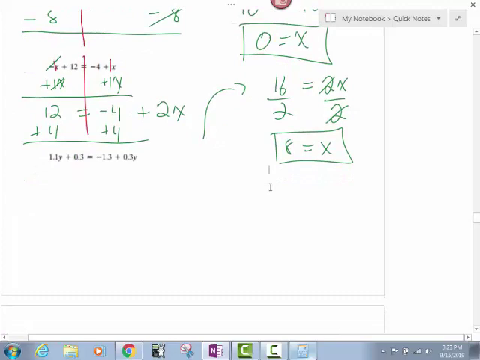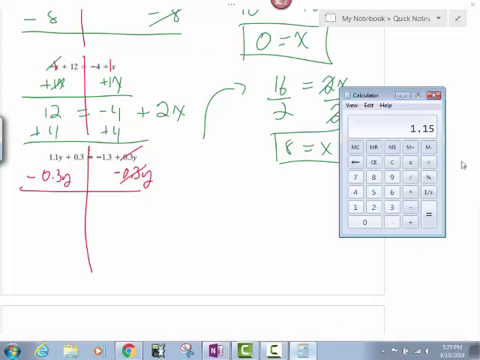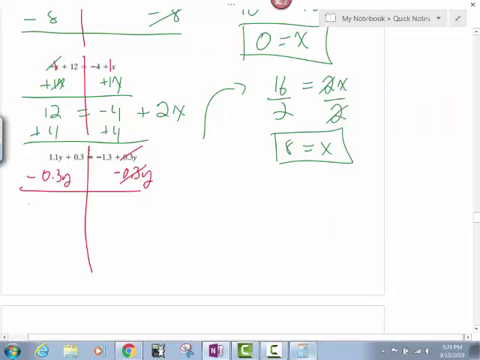All right. I'll do exactly the same thing for the next one, but you can see I'm going to use my calculator. Okay, so the smaller of the y's is at 0.3, right? So I'm going to subtract 0.3y on both sides. Okay, those are going to go away. So let's first grab our calculator right here. Clear that out. 1.1, because that's the number in front of my y, minus 0.3, is 0.8. So now I have 0.8y plus 0.3 equals a negative 1.3.